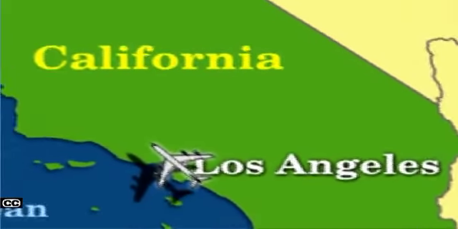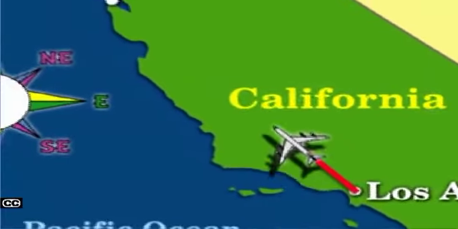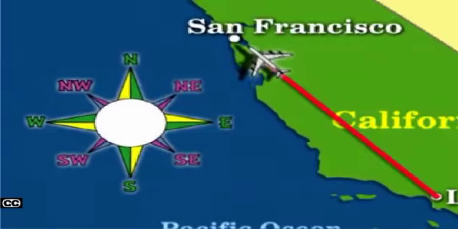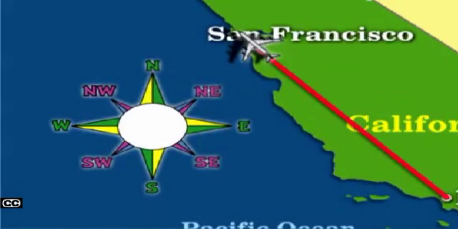Let's say that you are flying from Los Angeles to San Francisco. In what direction are you traveling? Not exactly north and not exactly west. You're traveling between the two, which is northwest.